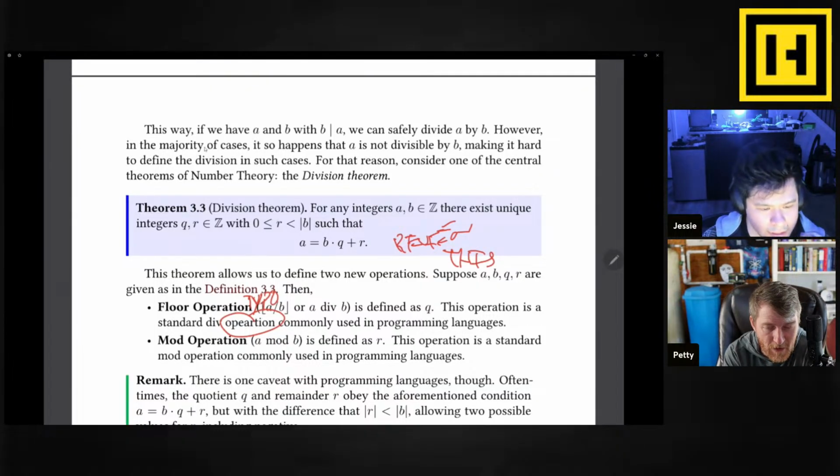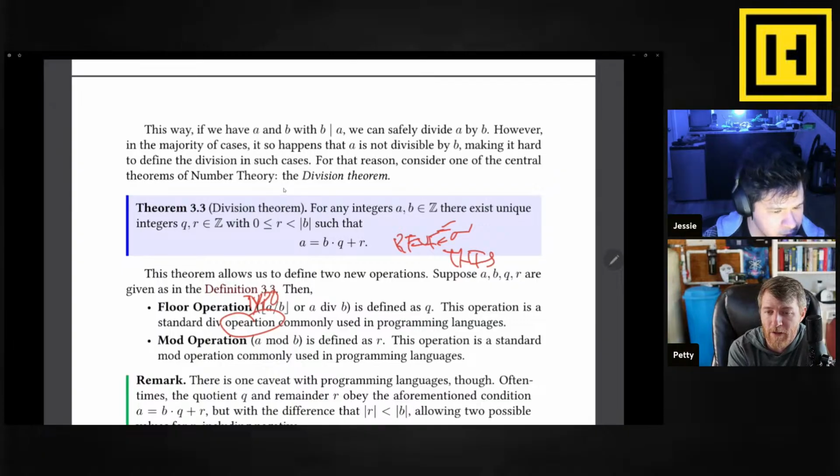There's a multiplicative you can add that will then give you a number that's smaller than the original number plus some remainder. This is basically the remainder theorem, if you will.